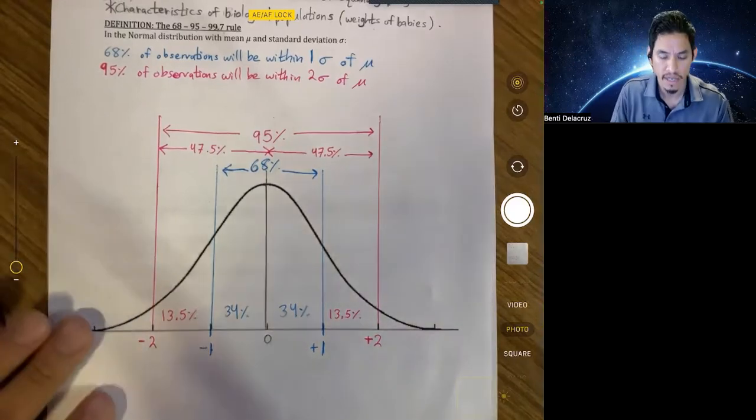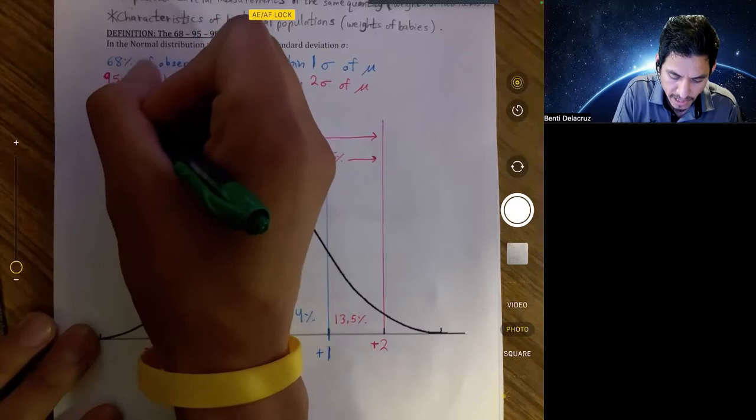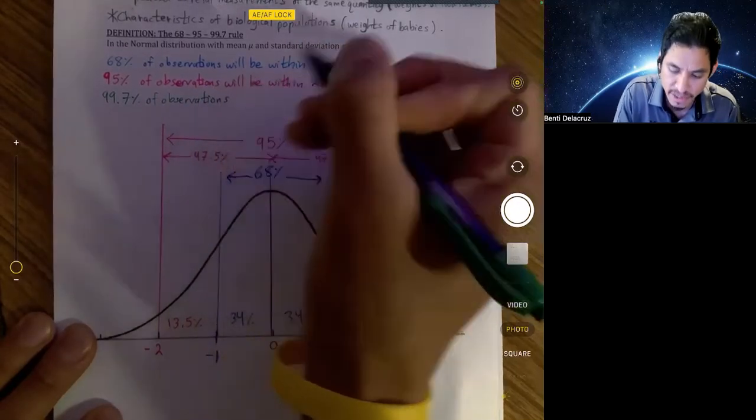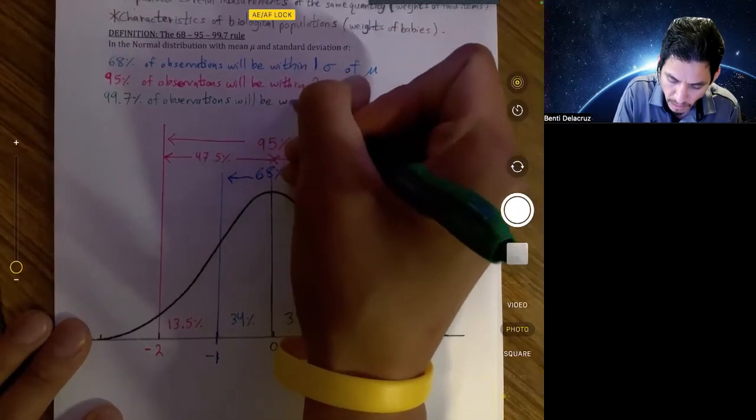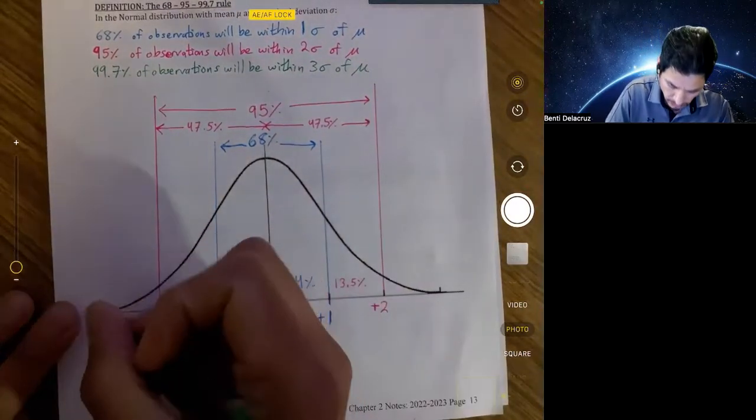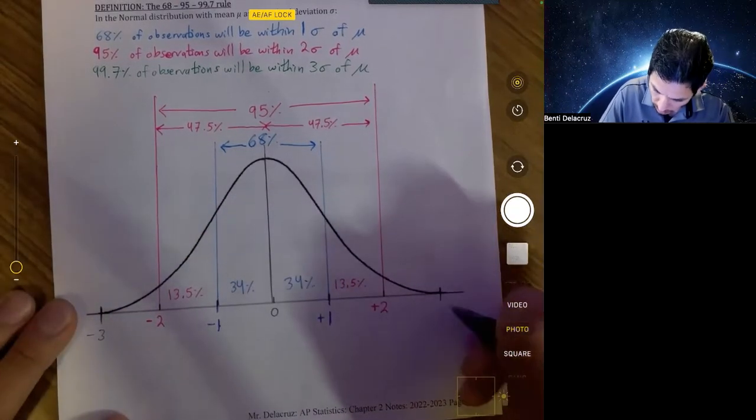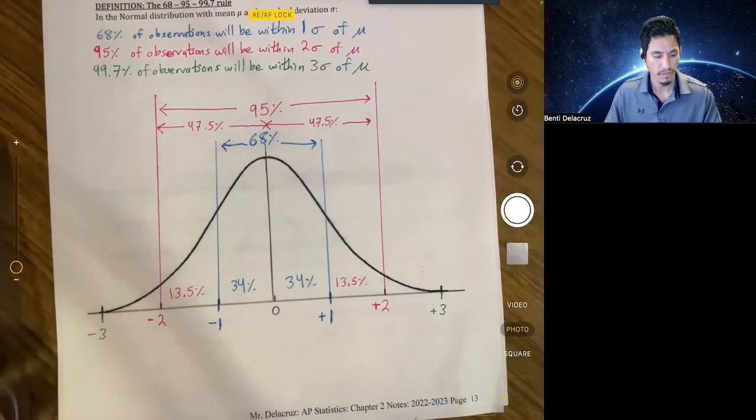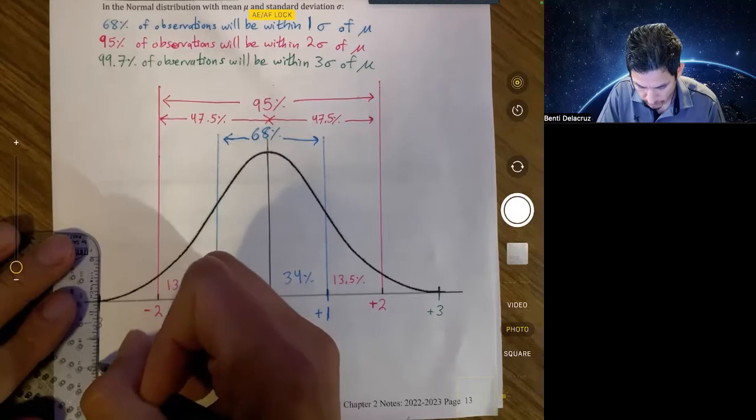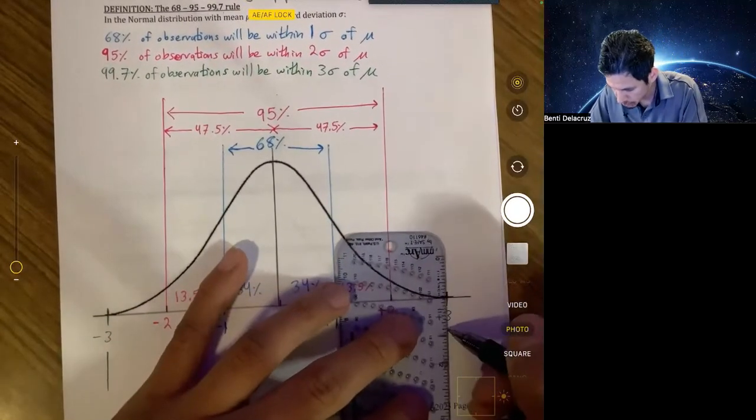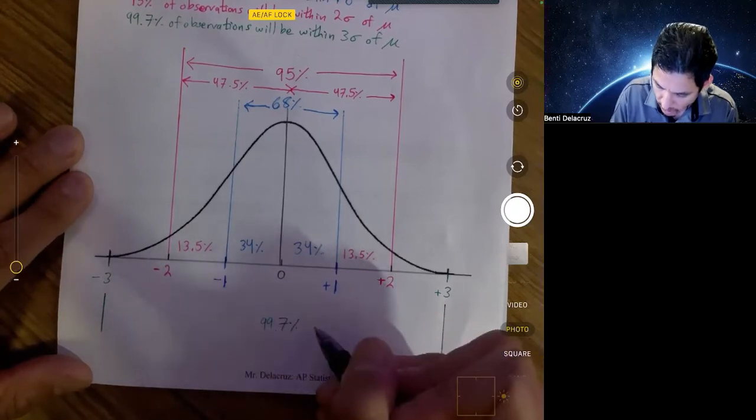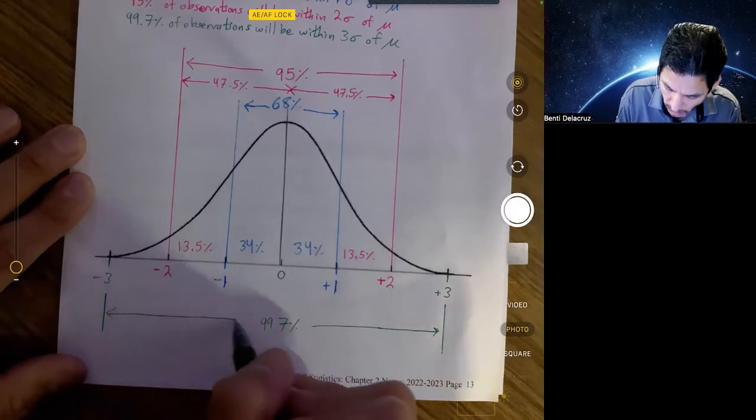And you probably are picking up on this now. The third part of the rule, the 99.7 part, means that 99.7% of the observations lie within 3 standard deviations of the mean. So from here to here, -3. I'm going to do this from the bottom. So 99.7% of all the area lie from here to here.